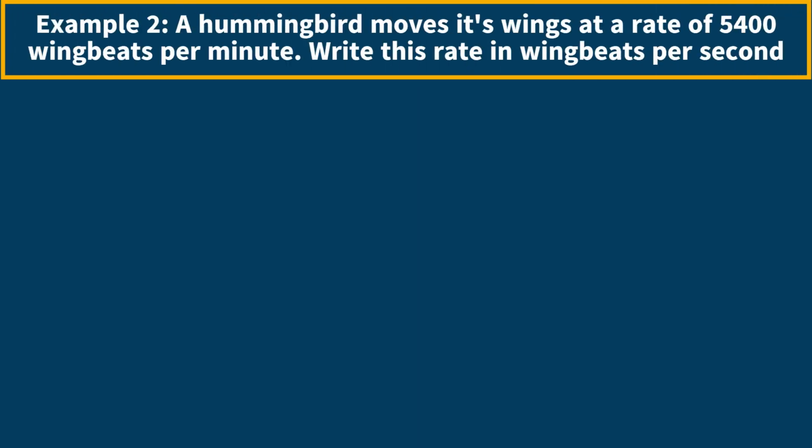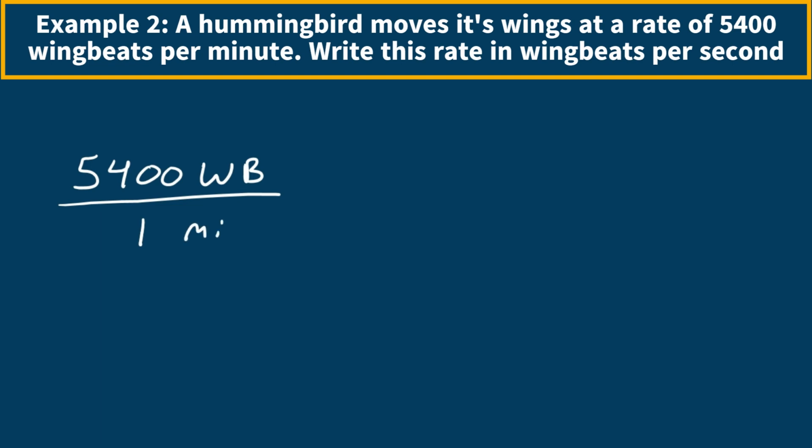Example number 2. A hummingbird moves its wings at a rate of 5,400 wing beats per minute. Write this rate in wing beats per second. What we're given is that the hummingbird can move its wings at 5,400 wing beats. I'm going to just label that as WB every 1 minute. Now the question says that we want our answers in wing beats per second. We're already given a unit rate. Now we want to change the units that are following.